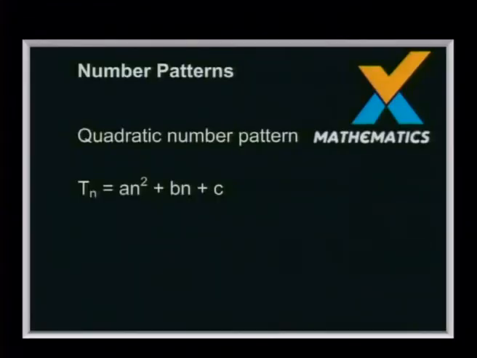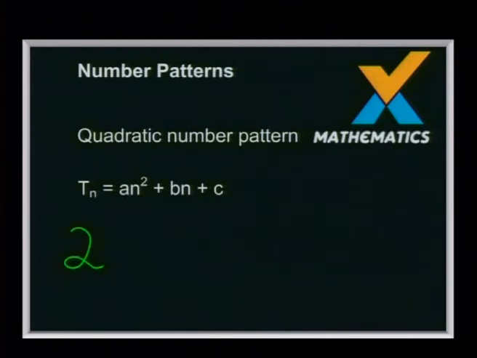Let's have a look. Now, quadratic number patterns, we say, have the general term Tn is equal to an squared plus bn plus c. Before we carry on any further, let me just make up an example of a quadratic number pattern for you guys so you can see what is going on.